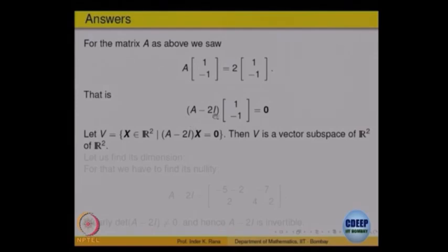See, A minus 2I applied to this was 0. So the vector 1, minus 1 belongs to this set V. Now, we have already seen that a homogeneous system is a vector space. Any matrix applied to x equal to 0, all such x give you a vector space. So this is a vector space in which I have gotten one element, and this is a subset of R2.